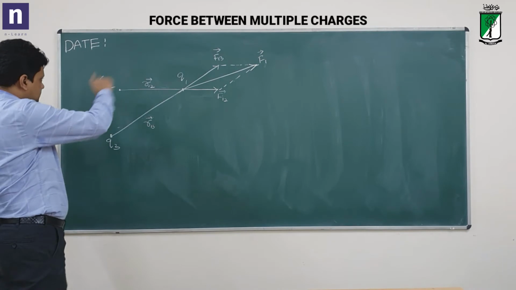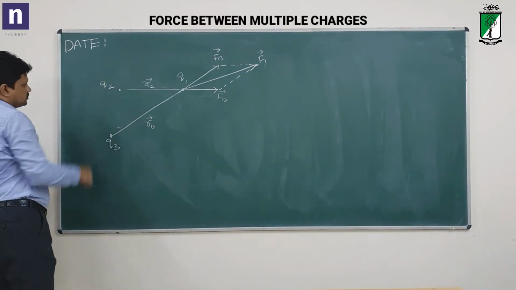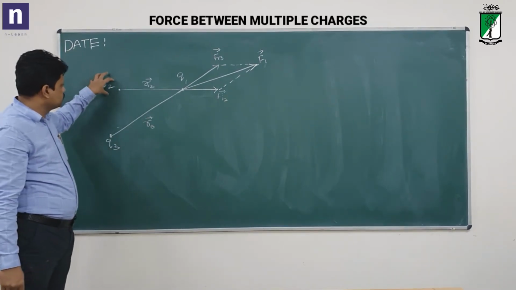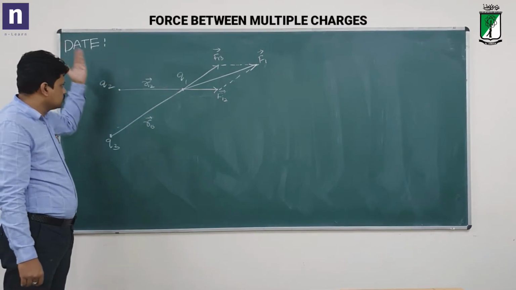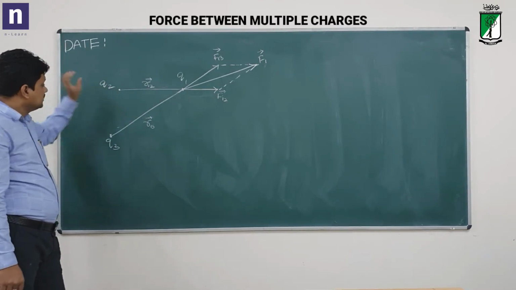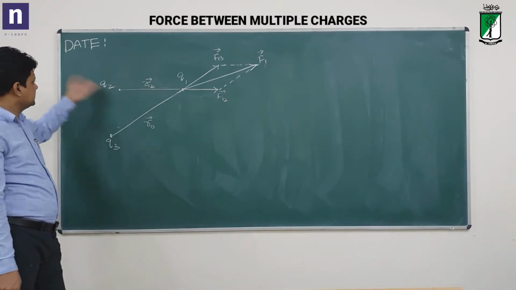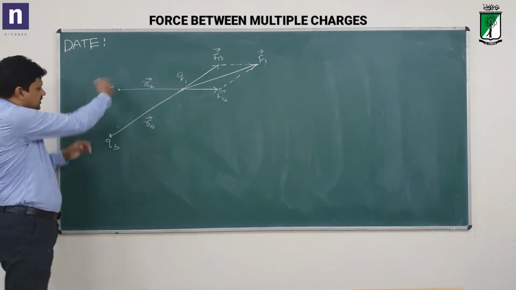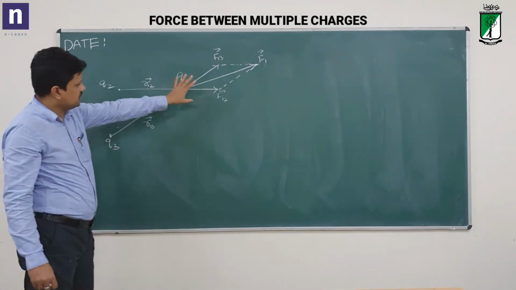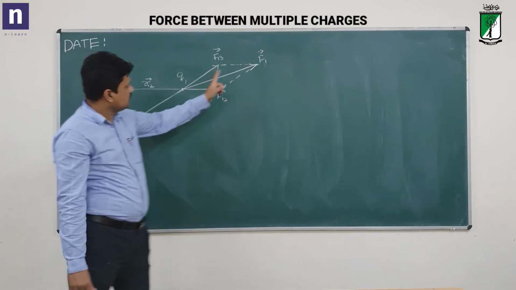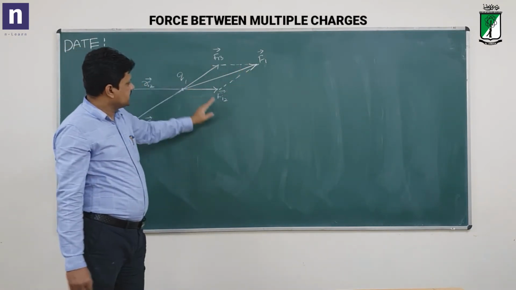Same way you can just repeat this whole thing for Q2 also. That is charge Q2, on that the forces are F21 and F23. Then individual forces you find out like that, and then you get the parallelogram law of addition. And similarly for Q3 also. Let us just find out for Q1 now practically. So what is F13 and F12?